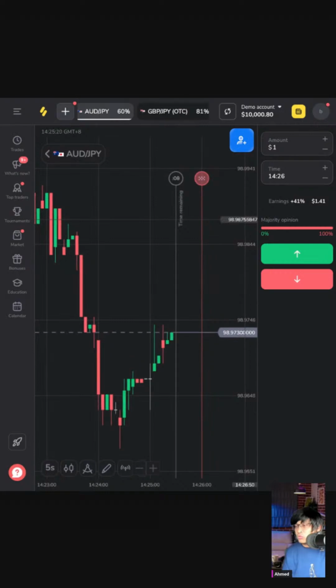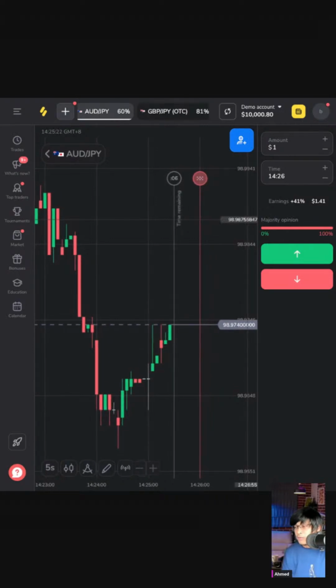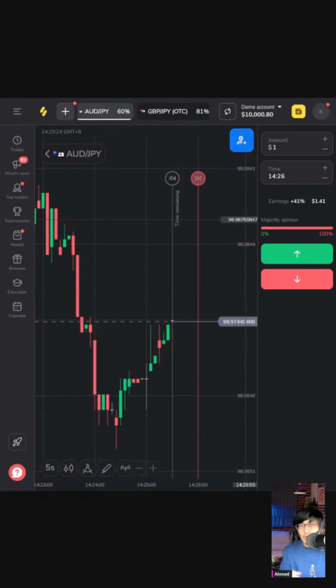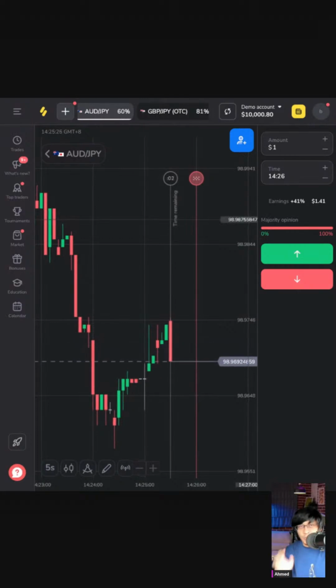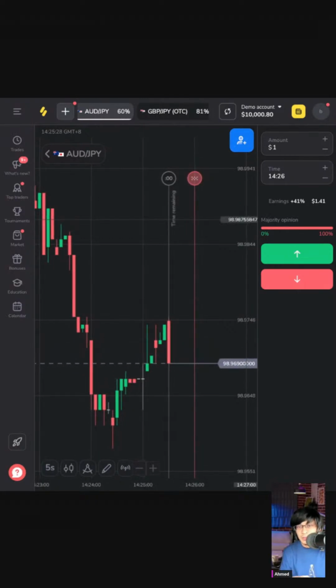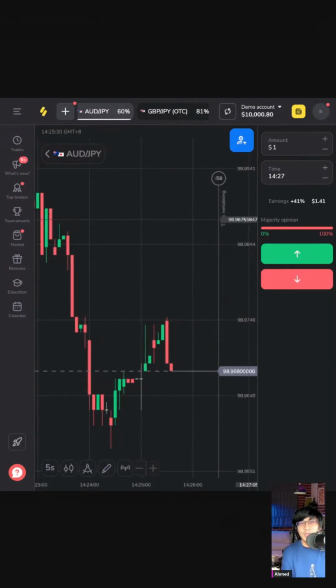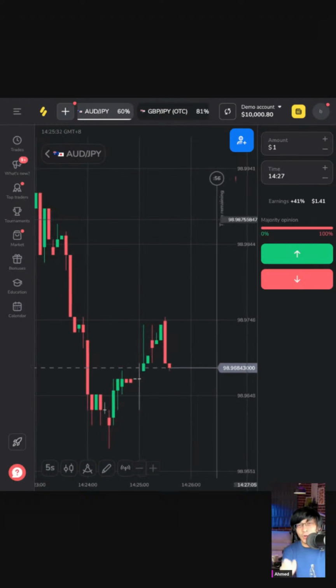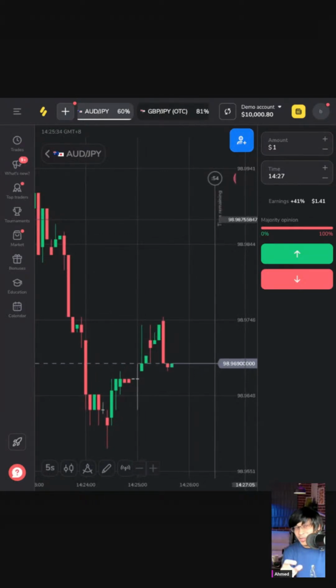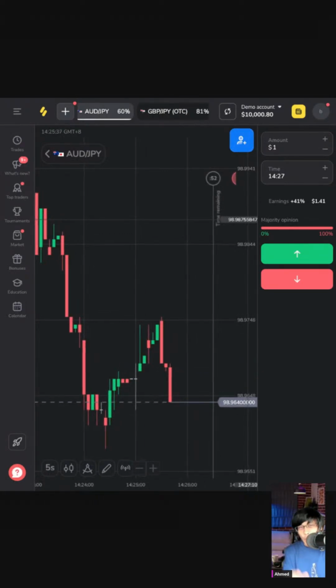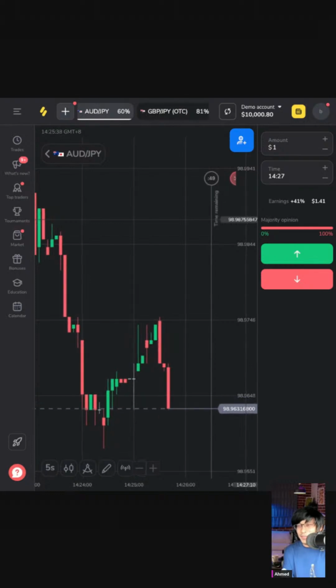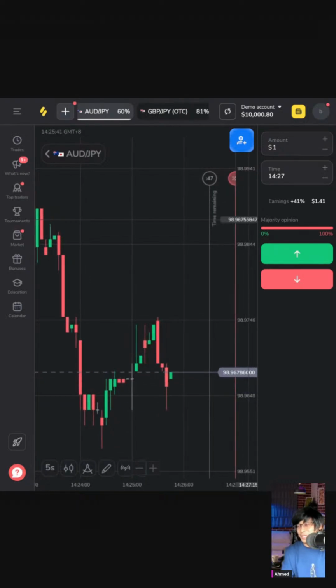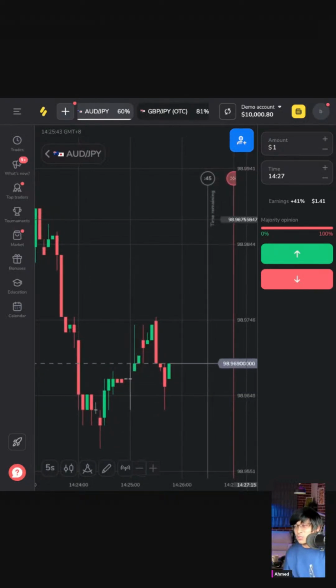So the way you scale out on the Binomo platform is those last few trades that you open will be smaller than your earlier trades. You open smaller trade sizes so that if you get it wrong, your risk and your losses will be very small, and it won't eat any of your profits from the earlier trades that you've made. Okay, so it's really, really useful.